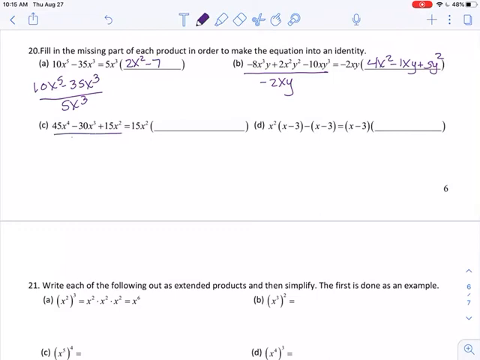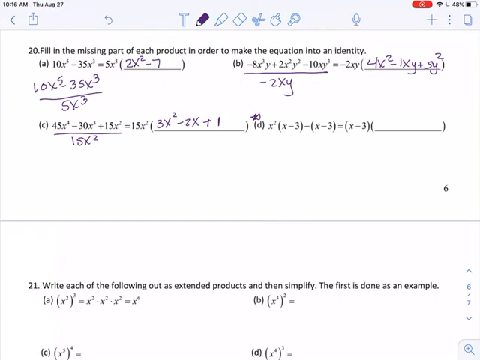Okay, and C, dividing this whole thing by 15x squared. 45 divided by 15 is 3. I'll subtract the exponents on the x's, that's x squared. Negative 30 divided by 15 is negative 2. Subtract the exponents. X to the third divided by x squared is just x. 15 divided by 15 is 1. This is important, you need that placeholder there. You can't just say they cancel. You need that 1.